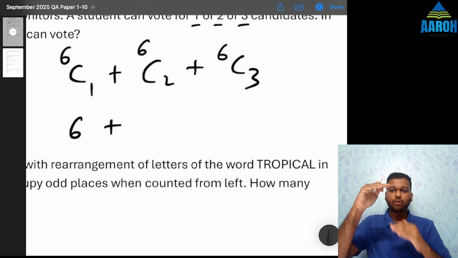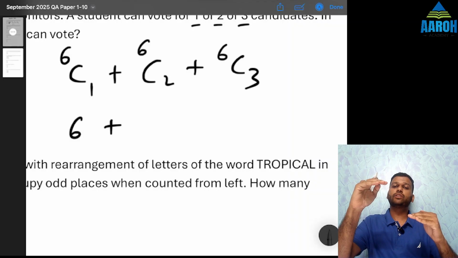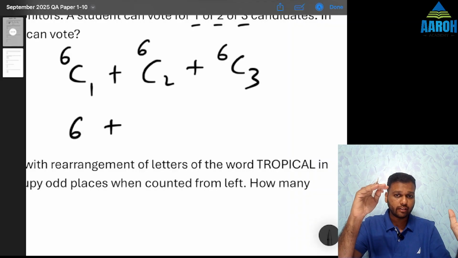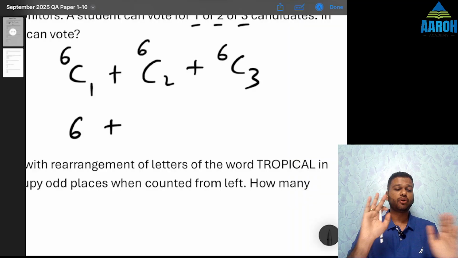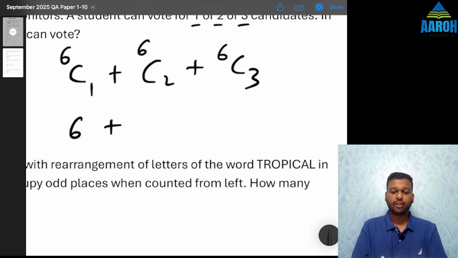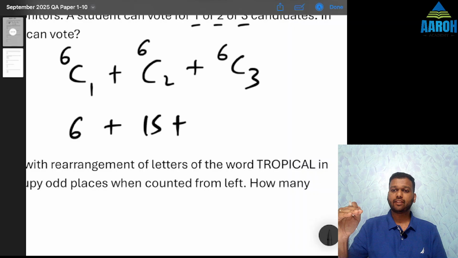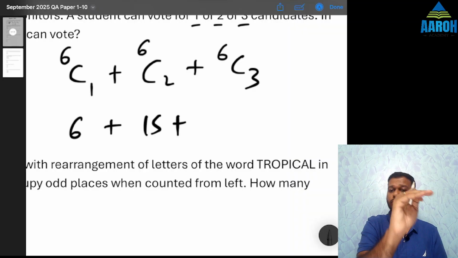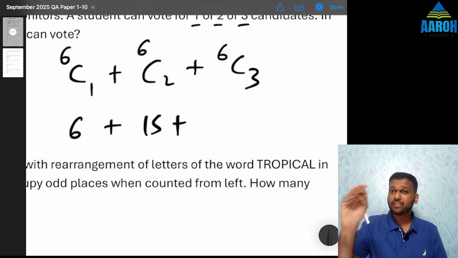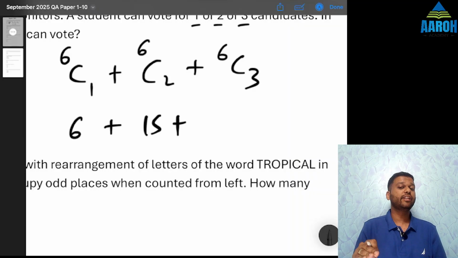6C2 is 6 factorial upon 2 factorial, 4 factorial. So 6 factorial will expand to 6 into 5 into 4 factorial. So 4 factorial will be gone. What will be left? 6 into 5 upon 2 factorial. So it is 6 into 5 by 2, that is 15. Plus again 6C3, 6 divided by 3, 3. So 6 factorial you will expand 6 into 5 into 4 into 3 factorial. 3 factorial will cancel out. So in the numerator it is going to be 6 into 5 into 4. In the denominator you will have 3 factorial, which is 6.